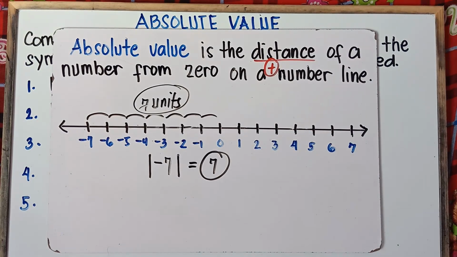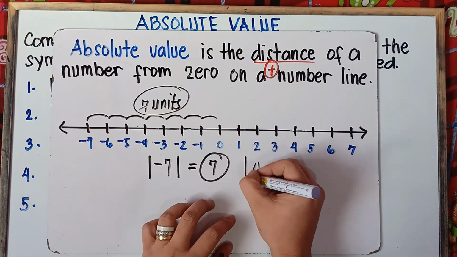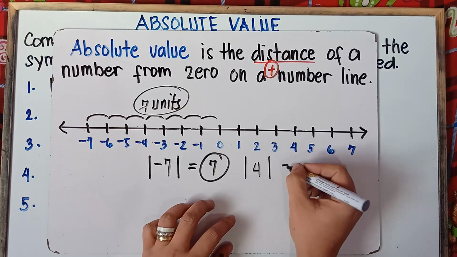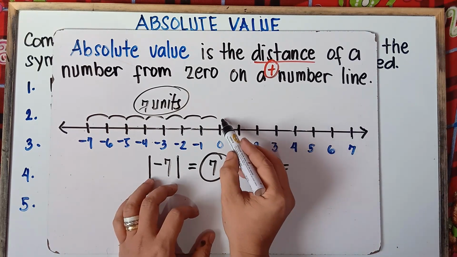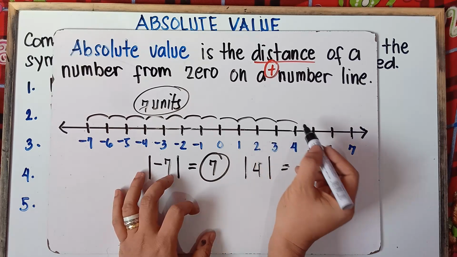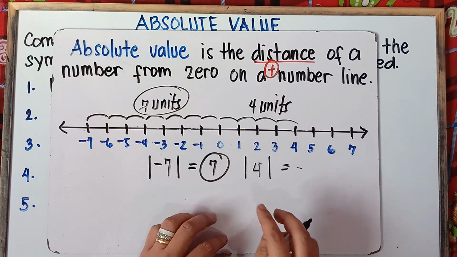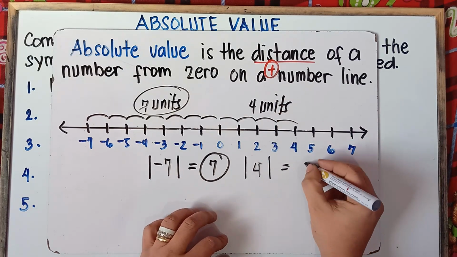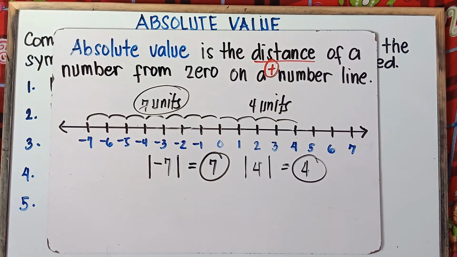Let me give you another example, class. What if the teacher asks you, what would be the absolute value of 4? So you check, class, the distance from 0 to 4. Let's count the distance. 1, 2, 3, 4. So that would be 4 units. Therefore, class, the absolute value of positive 4, the answer is positive 4. Easy as that, class. Therefore, the absolute value of a number is always positive.